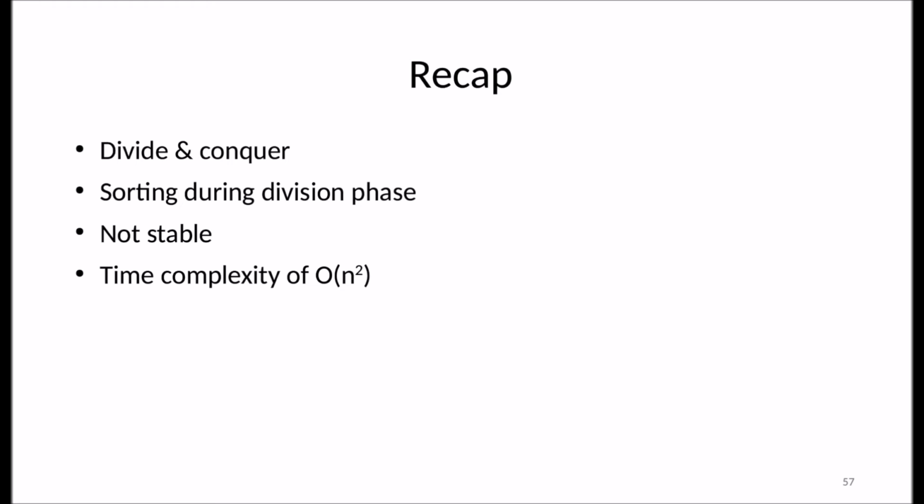Now to recap, quicksort is a divide and conquer algorithm that does the sorting during the division phase. It is not stable by default, but it can be made stable, which adds to its complexity. The time complexity is O(n squared). The worst case, however, is very unlikely, so the average running time is n log n.